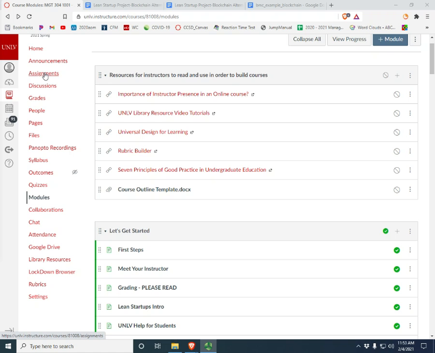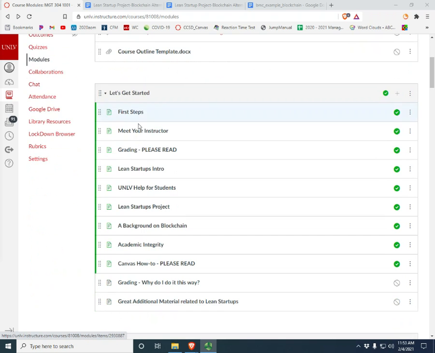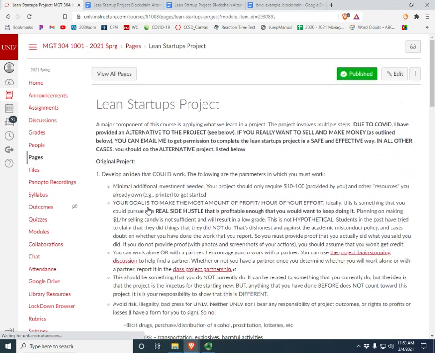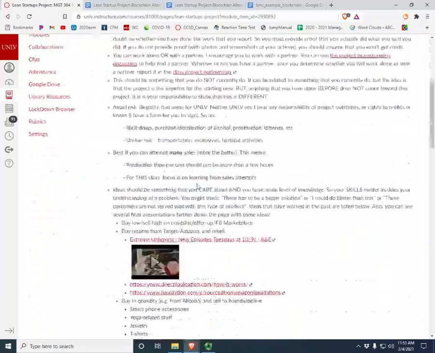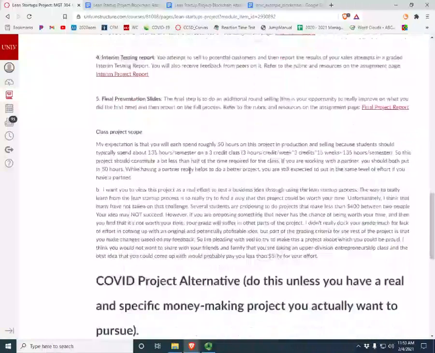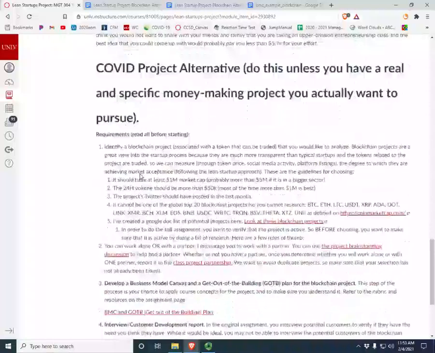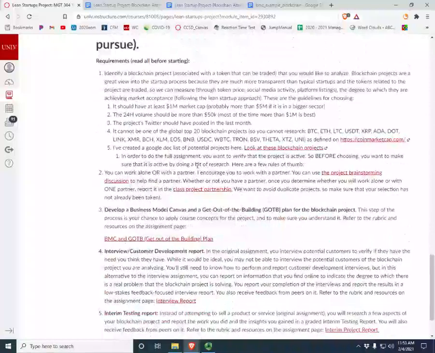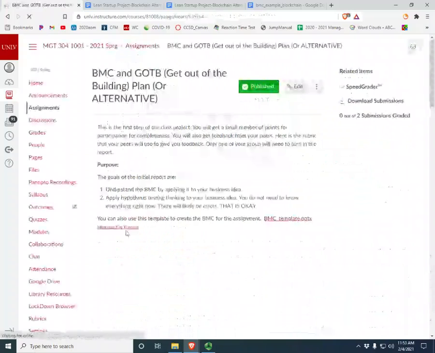We're working on the first assignment, which is the BMC assignment. So I'm just going to click on this. Here it has the information that you've already read. It gives the instructions for the original assignment, but then here's the COVID project alternative, which is focused on blockchain. So some more instructions here of what you can choose. And then the first assignment is this business model canvas and get out of the building plan for the blockchain project. So you're going to click on that.